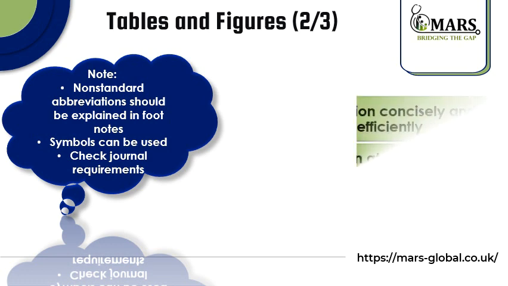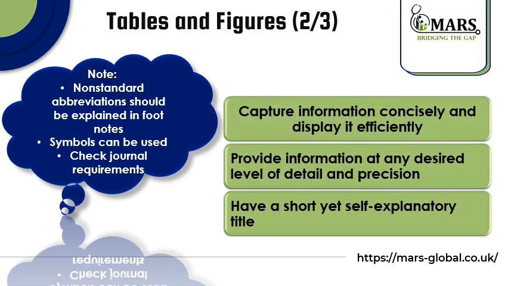Tables capture information concisely and display it efficiently. They should provide information at any desired level of detail and precision. For example, a certain number of decimal places, confidence interval, percentages, and all of that. Everything needs to be mentioned at a desired level of detail and precision, yet in a concise way. And they should have a short yet self-explanatory title.